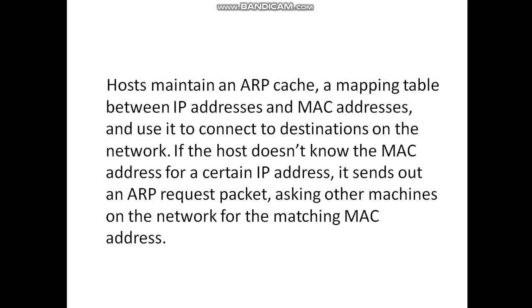Basically, hosts maintain an ARP cache, a mapping table between IP addresses and MAC addresses, and use it to connect to the destinations on the network. If the host doesn't know the MAC address for a certain IP address, then it sends out an ARP request packet asking other machines on the network for the matching MAC address.